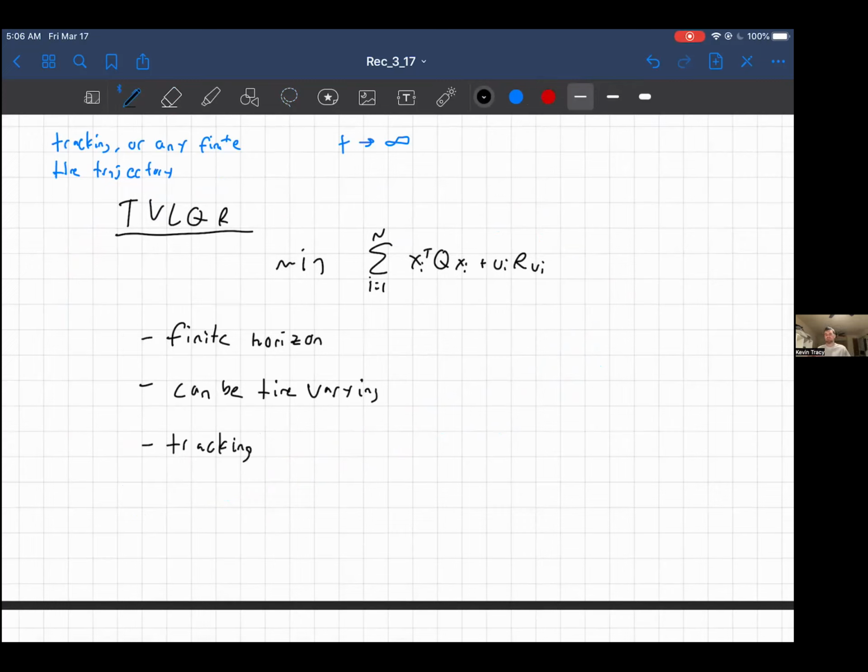So I can do a tracking controller if I have a trajectory that I like. Say I have a 100-step trajectory and I want to track this thing with LQR. I would use time-varying LQR with the A's and B's at every individual time step, and I would track some maneuver.